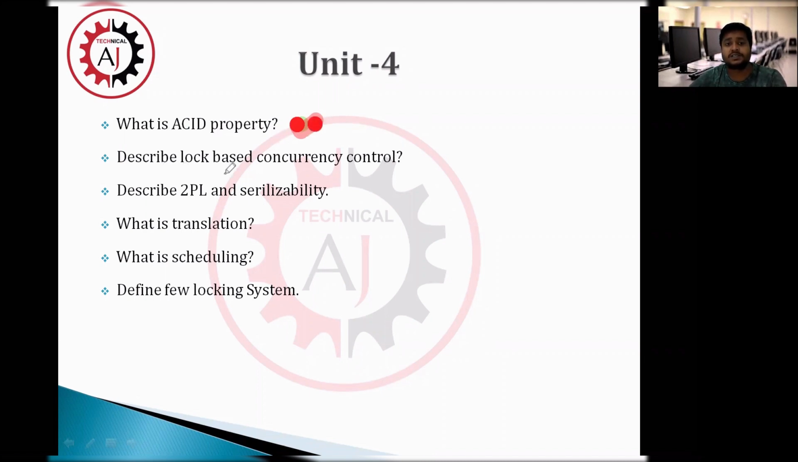Number two, describe log based concurrency control. Good. Describe 2PL and serializability, क्या होती है इसके बारे में. What is transaction? 100% it will come. These three are the short questions: what is transaction, what is scheduling, and define a few locking systems. There are so many locking systems, so you will define a few locking systems in your short answers.